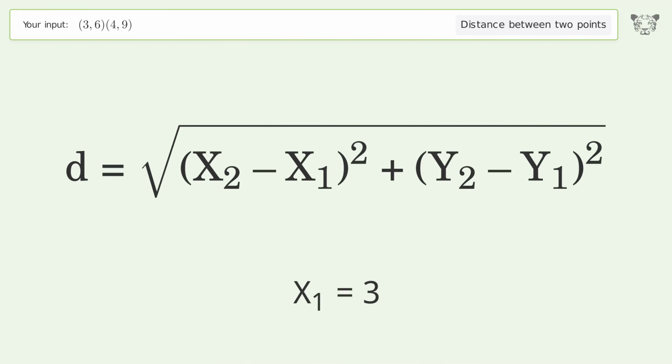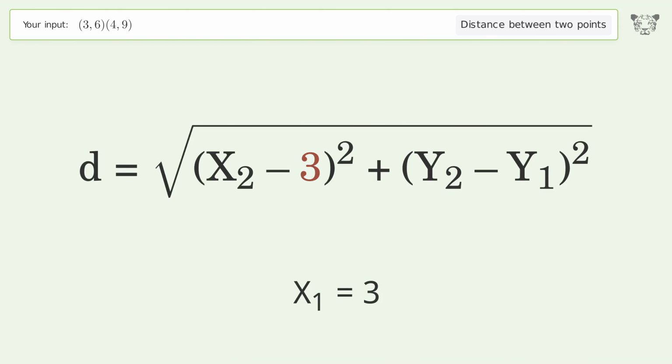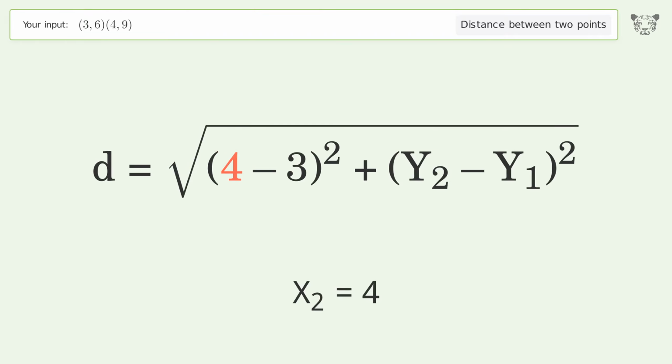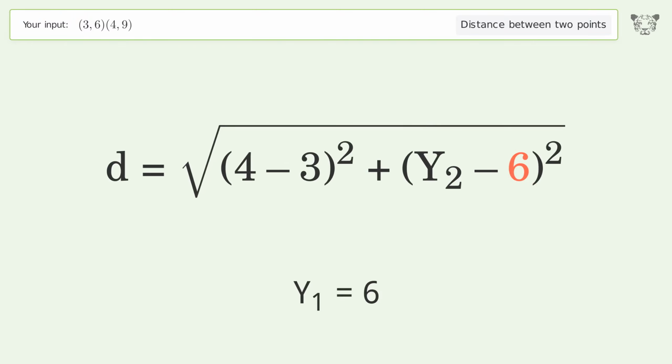x1 equals 3. x2 equals 4. y1 equals 6. y2 equals 9.